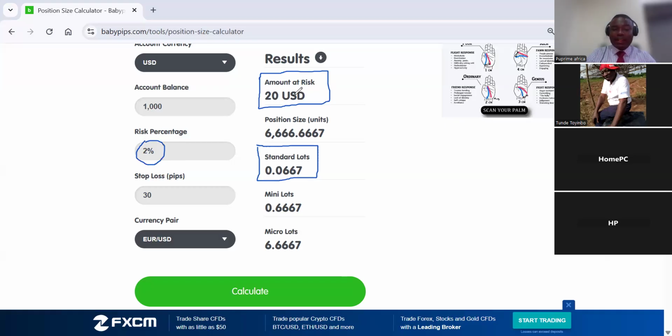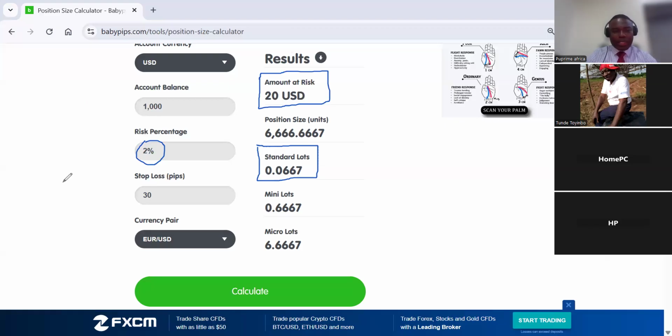And the recommended, now this is the area that most people find very confusing. Most times people don't know the recommended lot size they're expected to use. And that's the reason why I'm showing you this. If you have $1,000, you are not expected to use more than 0.07 lots. That is what is safe for that account.